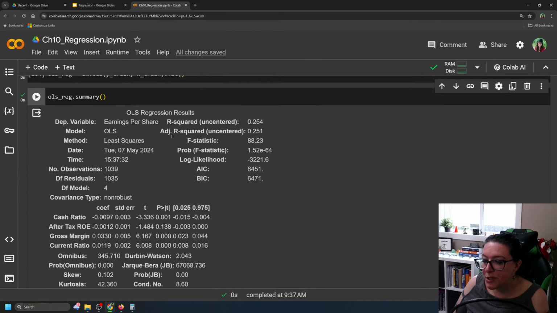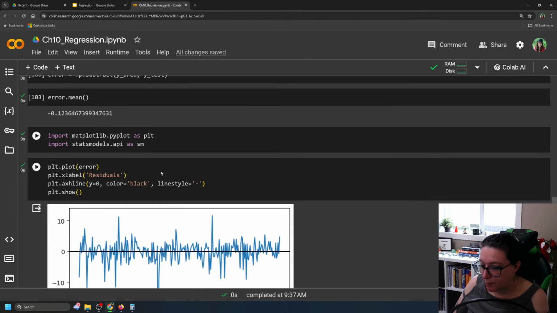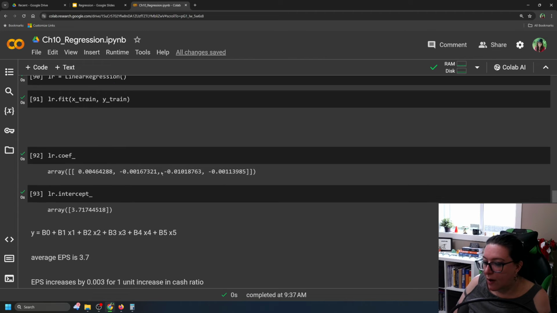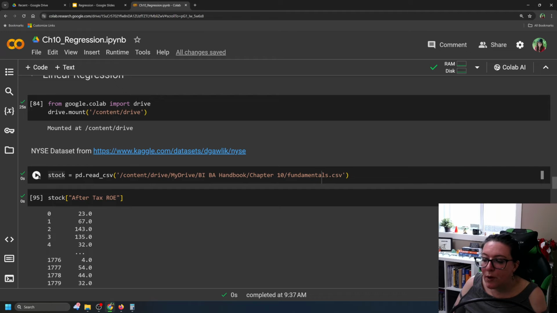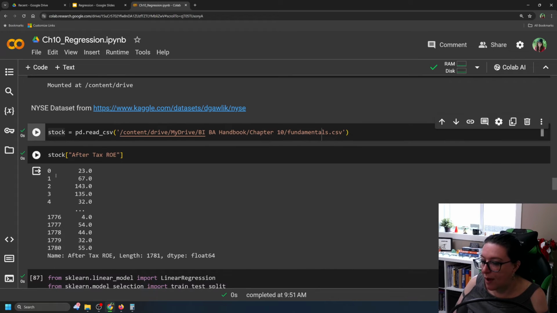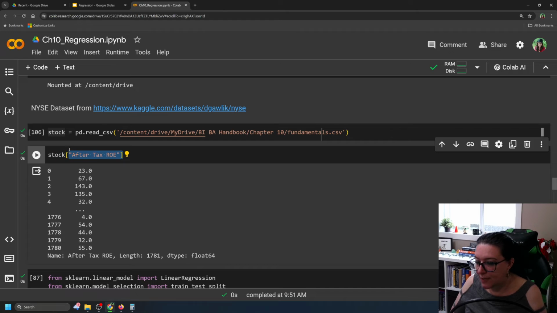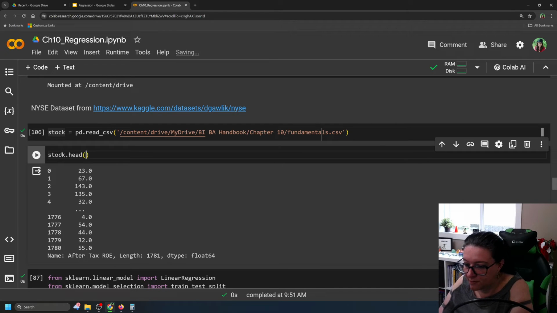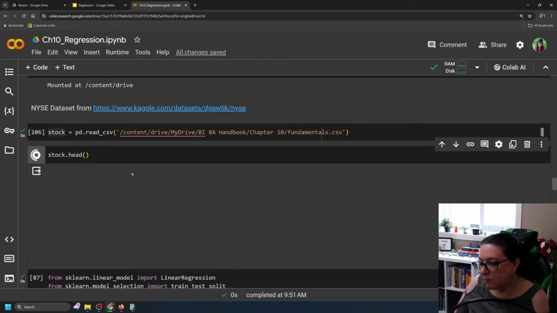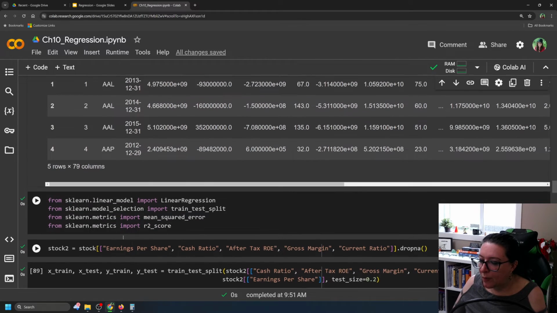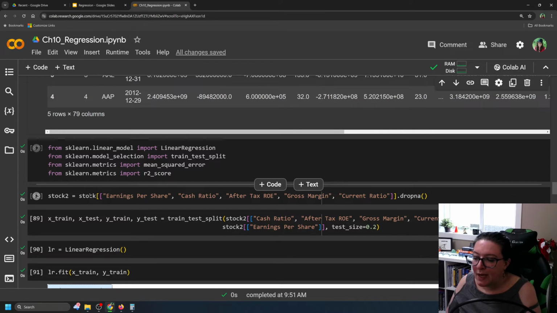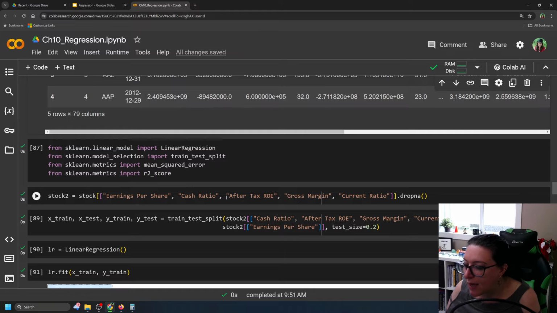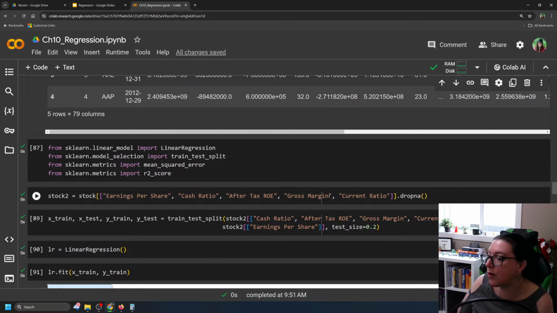So in fact, if you just ran that particular model with us in the previous video, let's just go back in time a bit, we have already imported the stock data from our drive, and we have looked at it briefly here. And then what we have done is we have created a reduced version that we'll call here our stock 2. And stock 2 is just the earnings per share, cash ratio, after tax, return on equity, gross margin, and current ratio. We're just going to take those.